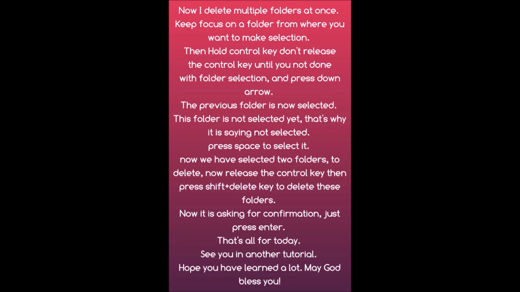To delete, now release the Control key, then press Shift, Delete key to delete these folders. Shift delete. Delete multiple items dialog. Are you sure you want to permanently delete these 2 items? Yes button. To activate, press spacebar, Alt plus Y. Now it is asking for confirmation. Just press Enter. New volume D. Items view multi-select list box. Not selected. Simple. 16/01/2022 5:34 p.m. File folder, 3 of 8.